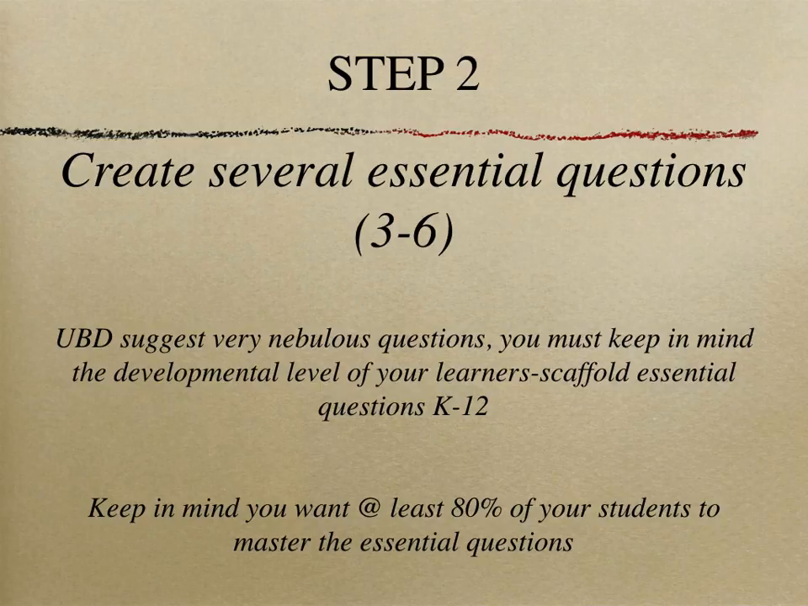Your second step is to create several essential questions. It's best to start with 3 to 6. So think of that bullseye format that I mentioned earlier. What are the 3 to 6 essential things that your students need to know and come out of this unit having a solid understanding of? It shouldn't be less than 3 ideas, and it shouldn't be any more than 6. And keep in mind that your target is that at least 80% of your students are going to master those essential questions.